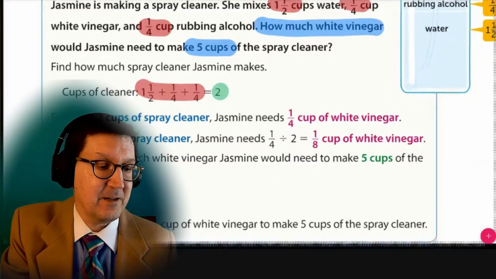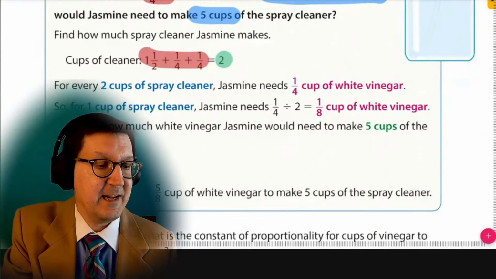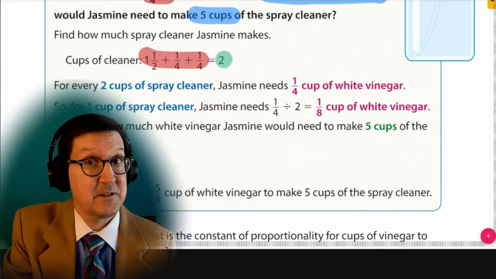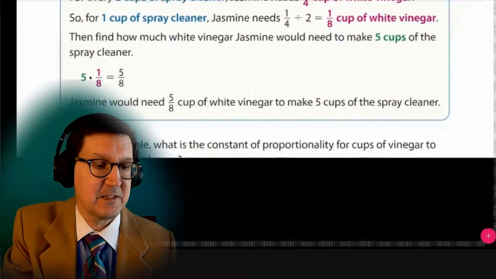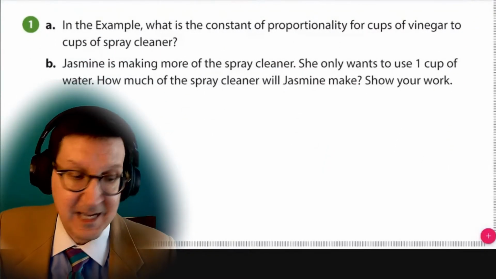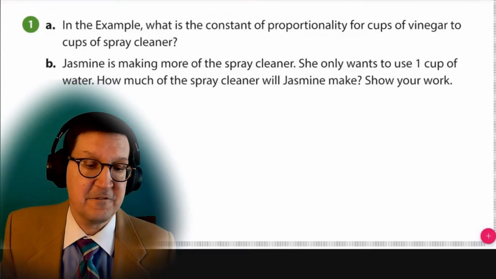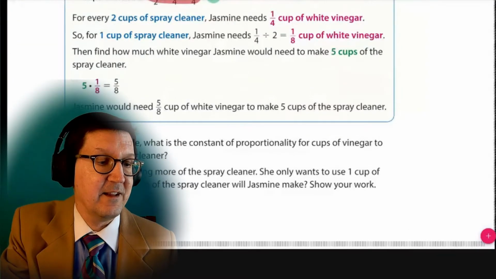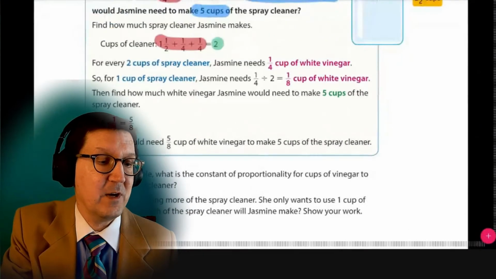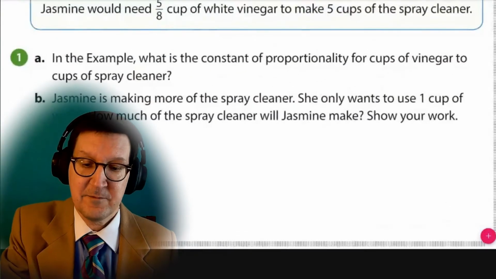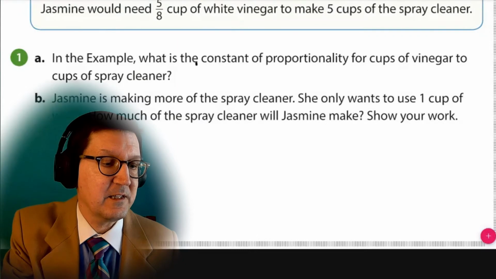So then find out how much white vinegar she'd need. Since it's 1/8 cup per 1 cup of cleaner, and she wants to make 5 cups of cleaner, 5 times 1/8 gives you 5/8. So she would need 5/8 cup of vinegar. So A, in the example, what is the constant of proportionality for cups of vinegar to cups of spray cleaner? That would be the 1/8, right? So the constant of proportionality is 1/8.